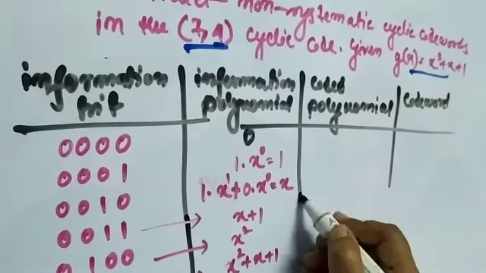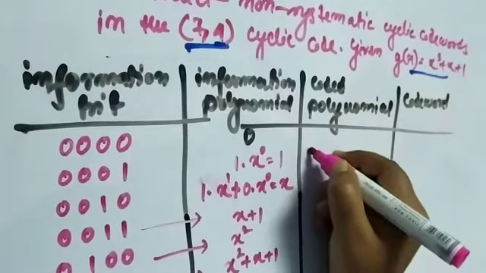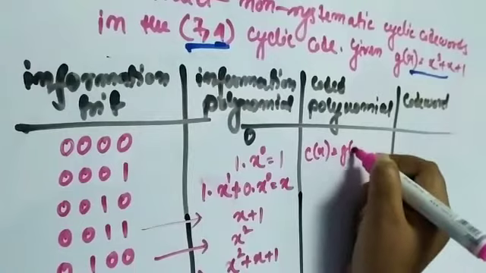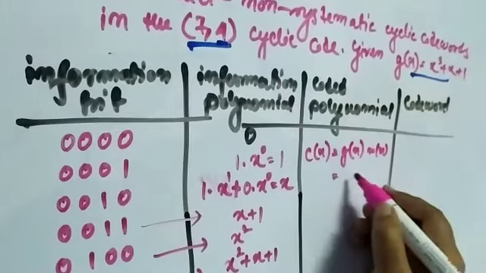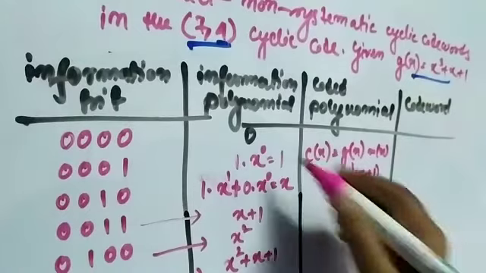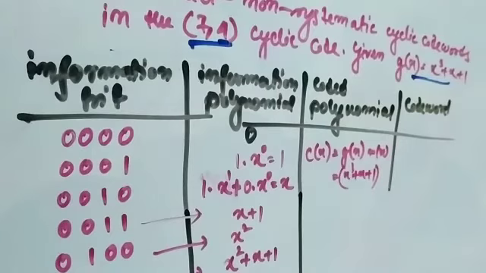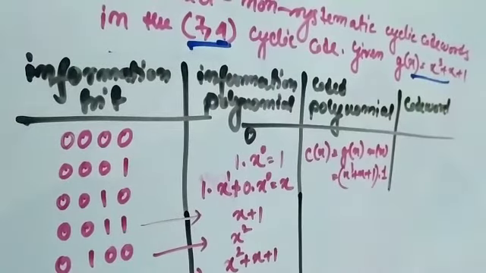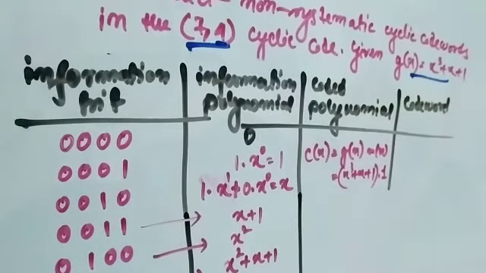Your next task is the coded polynomial. For the coded polynomial, you have to use the following formula. The formula is C(x) equals G(x) into M(x). So, for the first case, G(x) will be x cube plus x plus 1 into M(x), which will be 0. Therefore, the first one is 0. For the second case, it is 1. So, when it is multiplied with 1, then this is your answer.